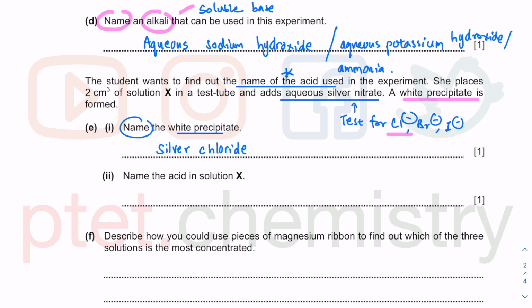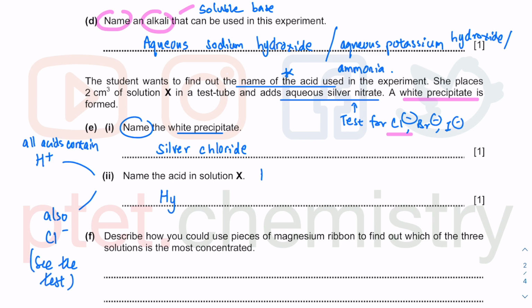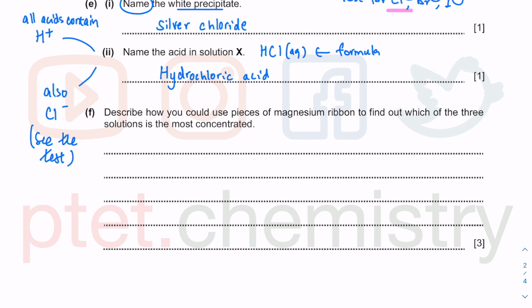Now how in the world do we get the chloride? We have just added silver nitrate, so the chloride must have come from the acid. So the acid contains H+. All acids contain H+. What else do we know? It also has Cl-. You have to see the test for Cl- previously. So it has to be aqueous HCl, but this is the formula. They don't want the chemical formula, they want the name. The name is called hydrochloric acid, part of your vocabulary.